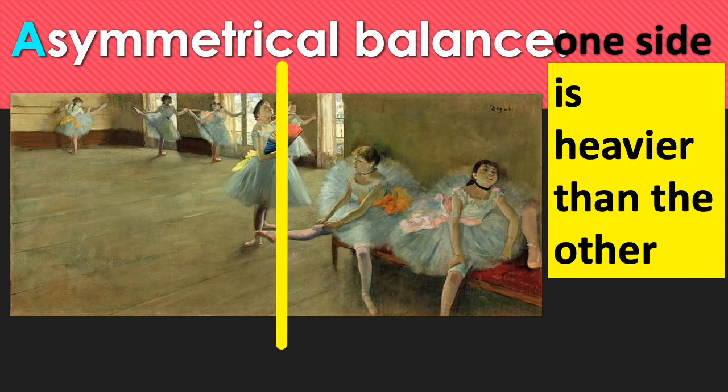The other type of balance that you need to know for our purposes is asymmetrical balance. This is when one side is heavier than the other. So this painting by Degas of the ballerinas is heavier on the right than it is on the left. On the right, you have two dancers that are large in size, they are detailed, and they're in the front. On the left, the dancers are in the background, they're less detailed, and they're fuzzy. The painting feels visually heavier on the right than it does on the left.